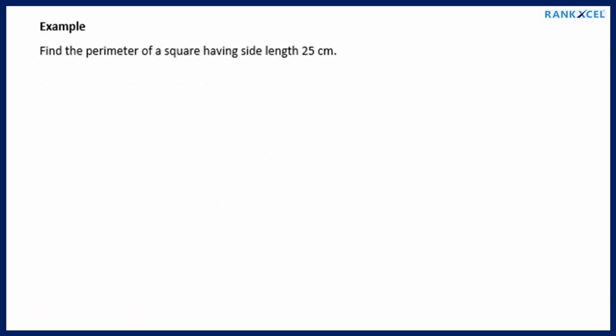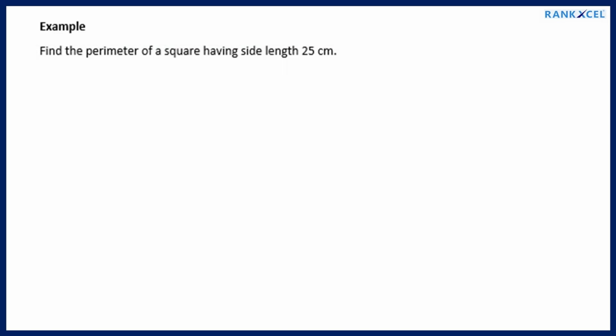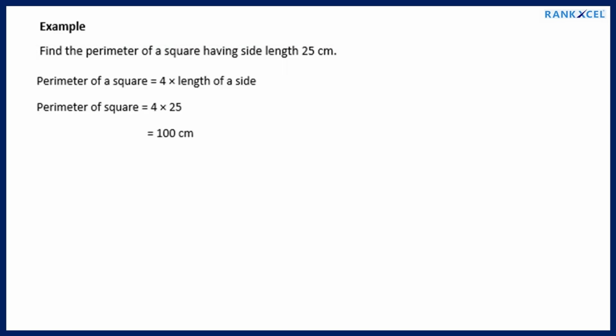Example. Find the perimeter of a square having side length 25 centimeters. Solution. Perimeter of a square equals 4 times length of a side. Perimeter of square equals 4 times 25. Equals 100 centimeters.